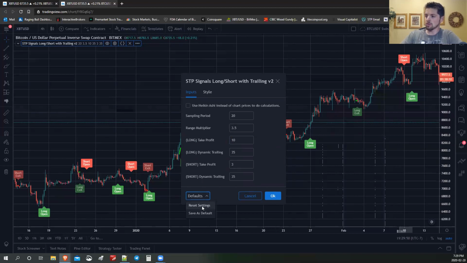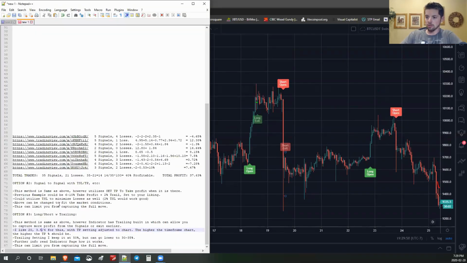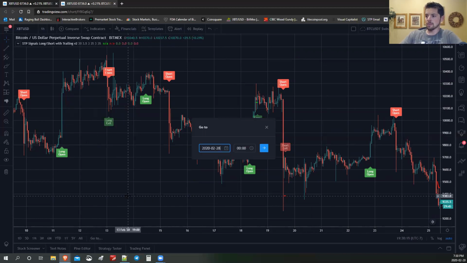So if I go to, actually, let's just change this back. Let's go back to 3 and 35. Let's go back to the hourly, and let's explain this a little bit better too. So the higher the time frame chart, the higher the take profit should be. So basically you just adjust it for the chart. I always take a look on the chart and see how big the candles are and then find the take profit based on that. So for this, let's go back to 2019, 1201. Okay, let's go back.